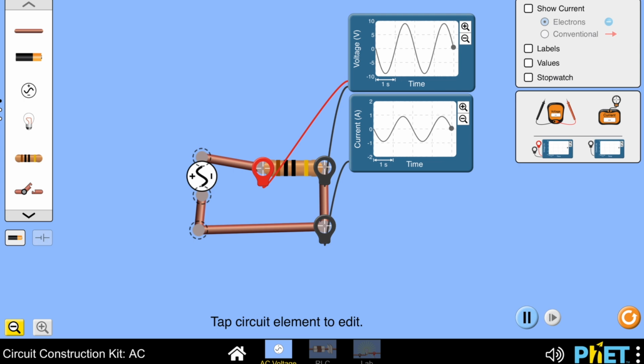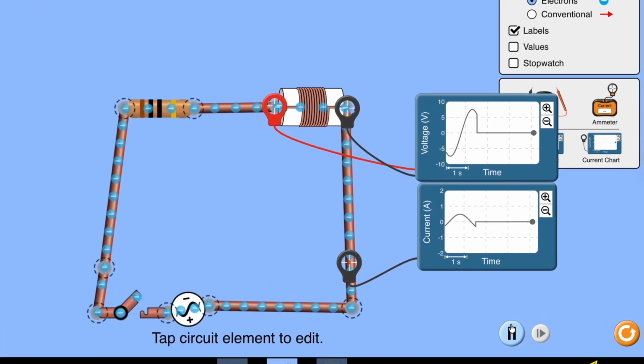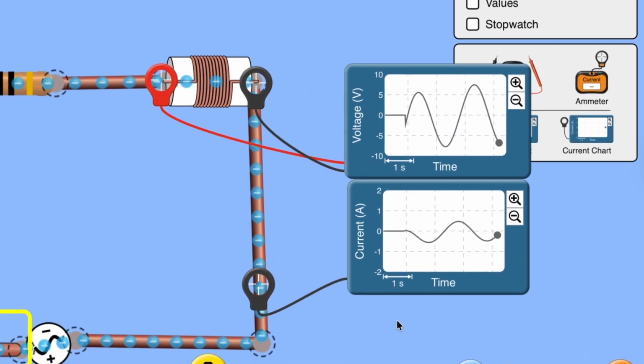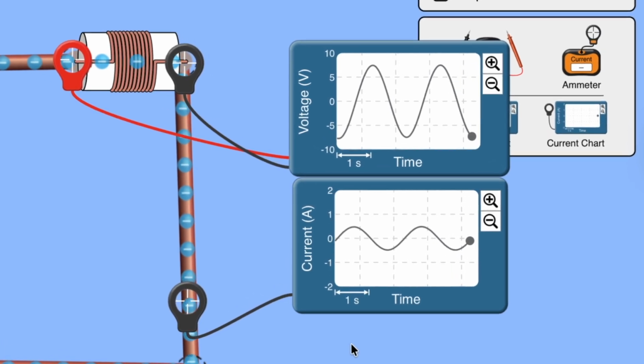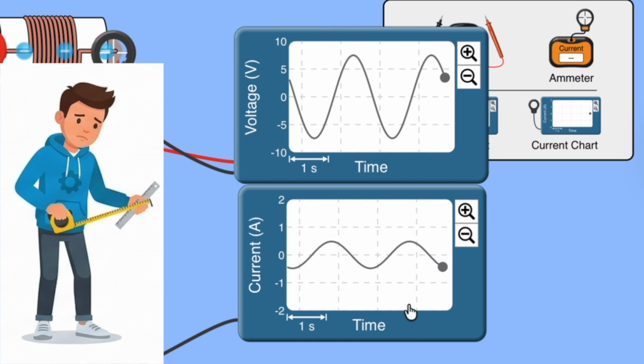But this changes if we introduce an inductor. Due to the way an inductor works, it resists the change in current. This causes the current to be delayed, or lag behind the voltage. The waves are no longer synced up. This horizontal gap between the peaks is what we call an out-of-phase delay.